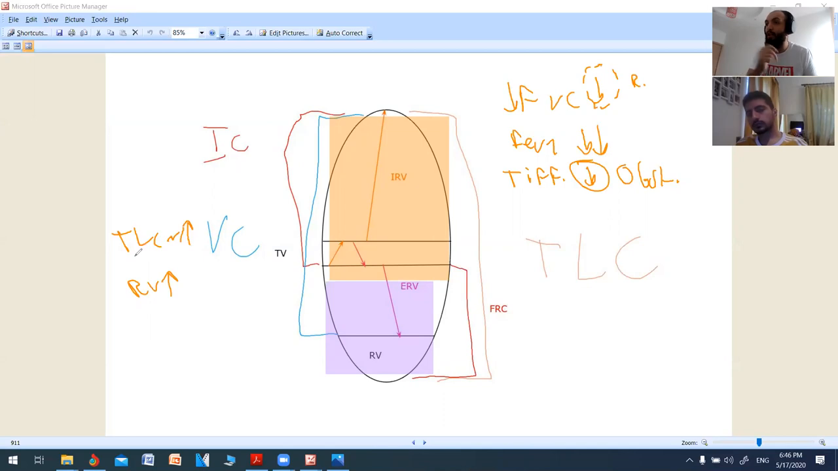Okay, which of the following decrease the total lung capacity? Obstruction, restriction, or both? Restriction only. Only restriction. Is it clear now? Yes. So this is the answer to the question that you may see in the exam. Which of the following increase, decrease, what happens during, okay?